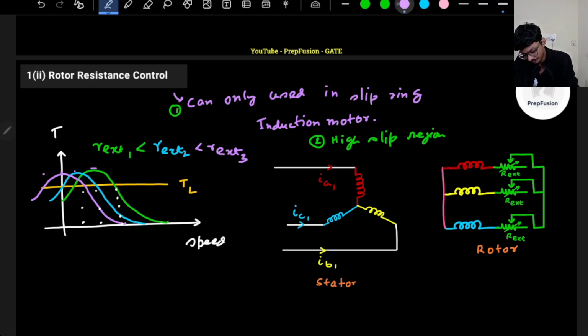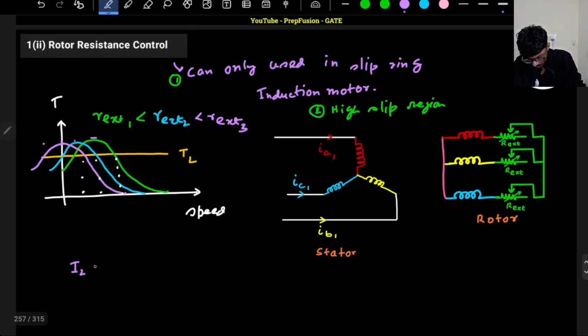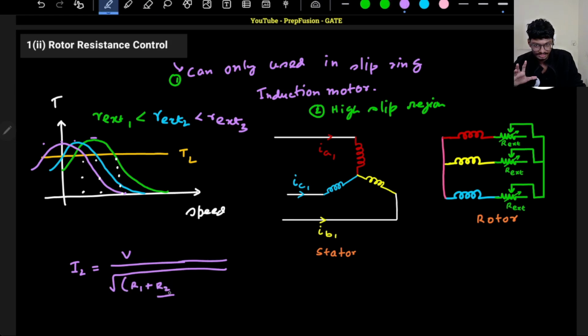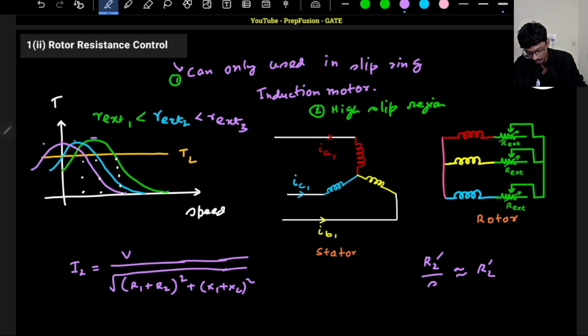So what is my I2? My I2 is equal to V upon the square root of (R1 plus R2 divided by S) whole square plus (X1 plus X2) whole square. So roughly, as it is a high slip region, R2 divided by S is roughly equal to R2 only. That is the approximation that I am doing. So roughly I'm not changing the current. So current is constant.